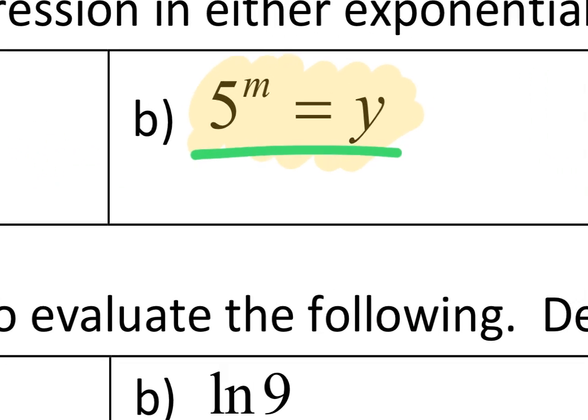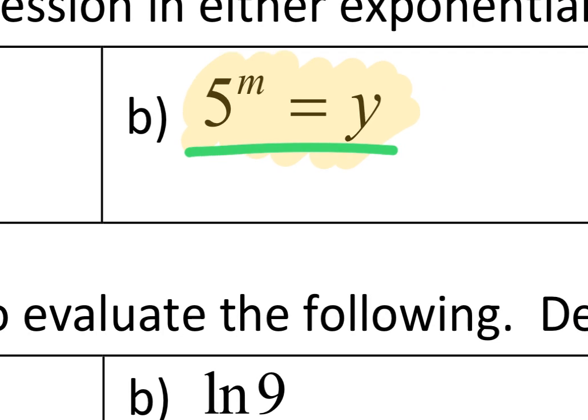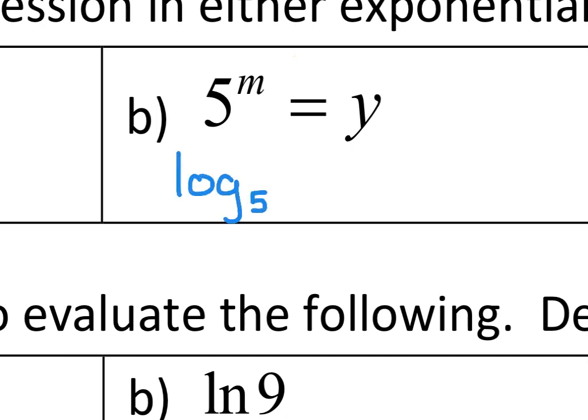So in the next one, doing the same process, let me erase all the scribbling I did. So the log base is the same as the base of the exponent. So this is going to be log base 5. And the input of the logarithm is the thing that's on the opposite side of the equal sign from the exponent. So it's log base 5 of y. And it always is equal to whatever the exponent is. So log base 5 of y equals m.